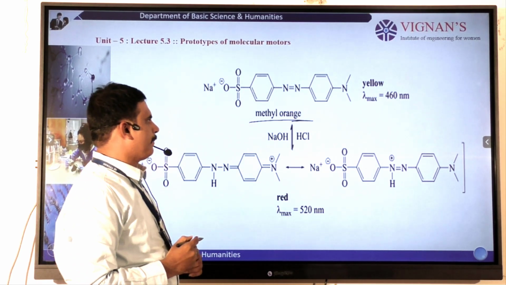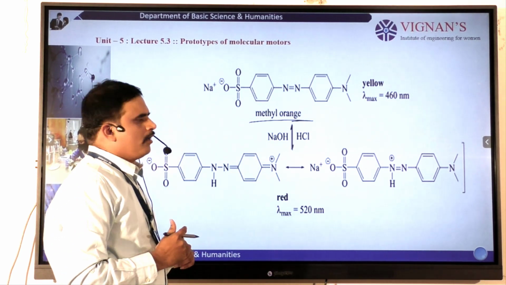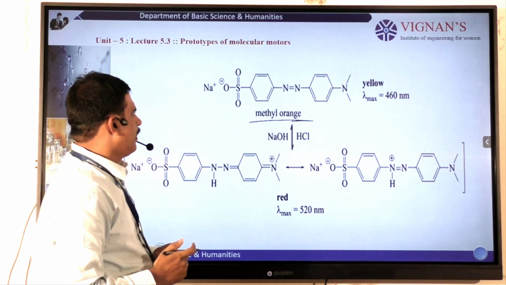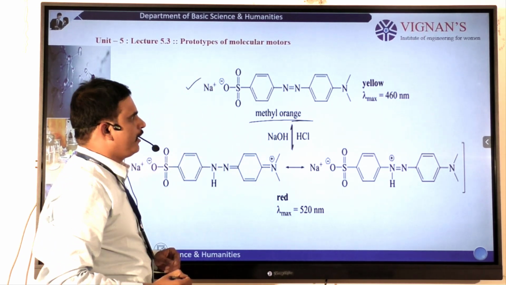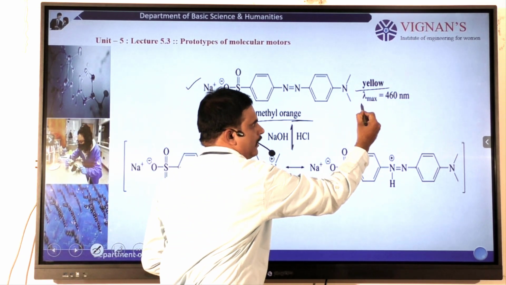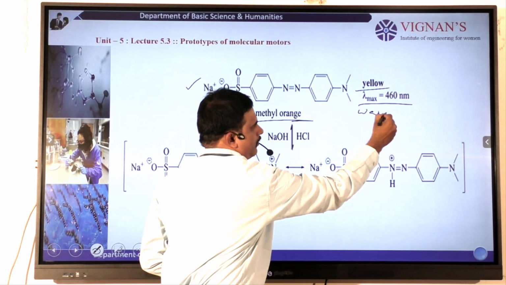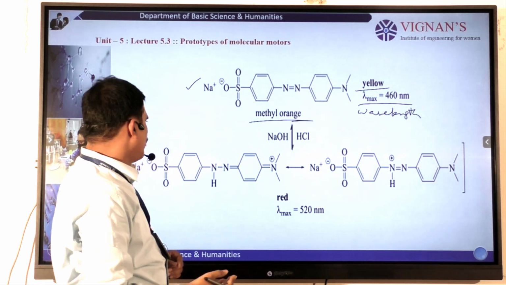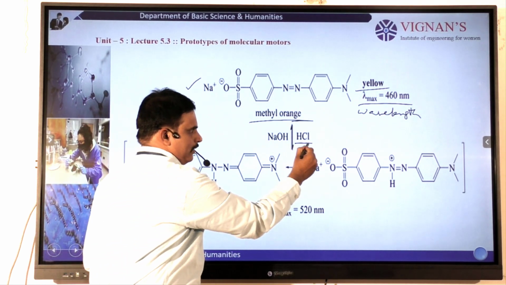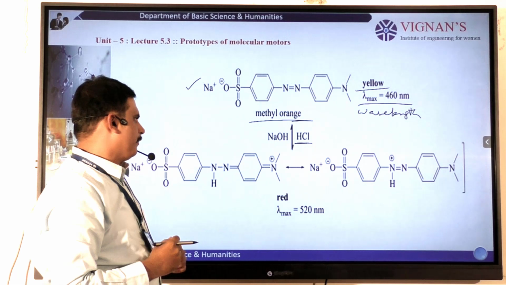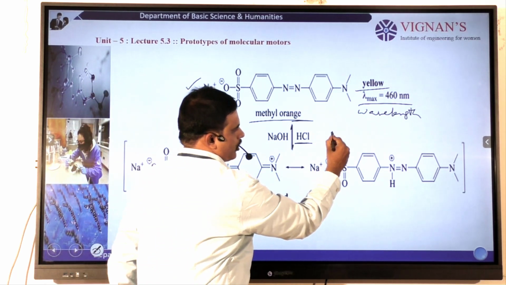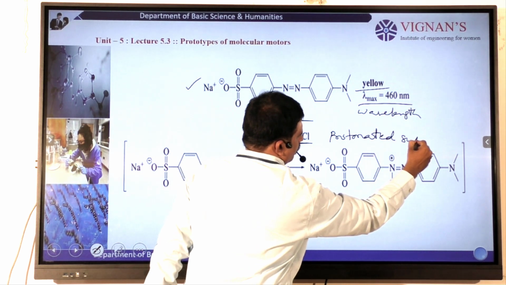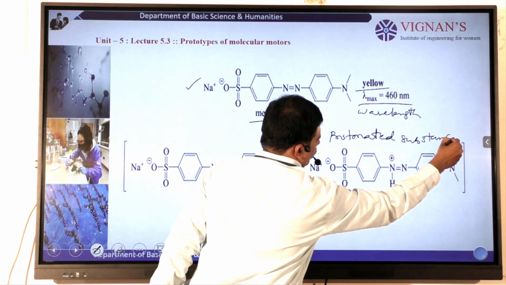In this structure, what happens? In acidic medium it will give a color, and in basic medium it will appear as a yellow color. This is the structure in basic medium where we observe the yellow color with the lambda maximum, that is the wavelength of the substance, 460 nanometers. And when we add acid, that means we add this molecule to an acidic medium, a protonated substance will be developed.